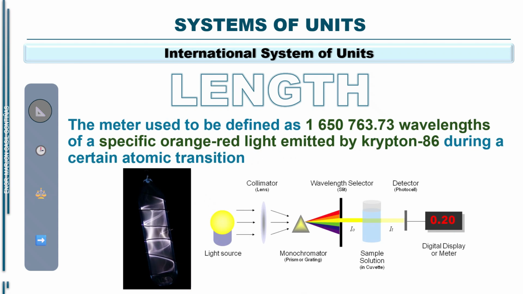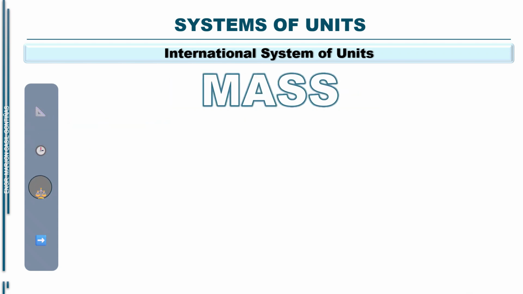So now, the meter used to be defined as 1,650,763.73 wavelengths of a specific orange-red light emitted by krypton 86 during a certain atomic transition. Basically, it's tied to the exact color of light a krypton atom gives off, and with lasers and spectroscopy, we can measure it with incredible accuracy.